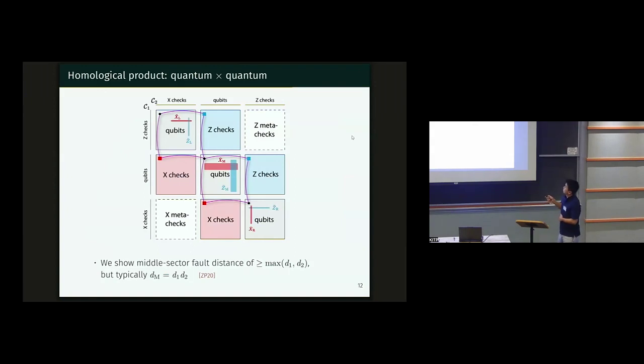So in the quantum times quantum case, they're both membrane operators, and then you have meta checks on both sides, like the 4D toric code. But in this case, we were sadly only able to show this effective fault distance of D1 or D2, but not the whole membrane, which is D1 times D2. But I think that's just some technical challenge, and I think morally it's probably true.